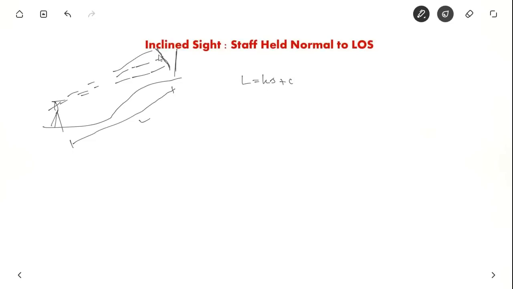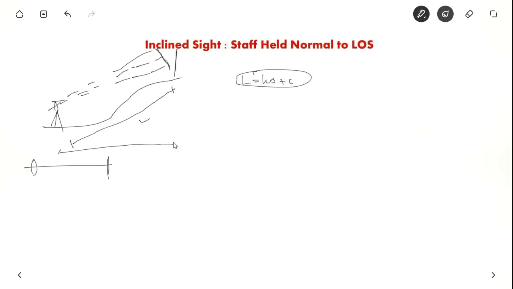Now let us see the same case when the staff is held normal to the line of sight. So if we have the instrument here and we are sighting, earlier we were sighting the staff which was held vertical. Now we will hold the staff normal to the line of sight. So L will be Ks plus C. This is L. Because the staff is held normal to line of sight, it is same as how the staff is held here. So the same formula, L equal to Ks plus C.